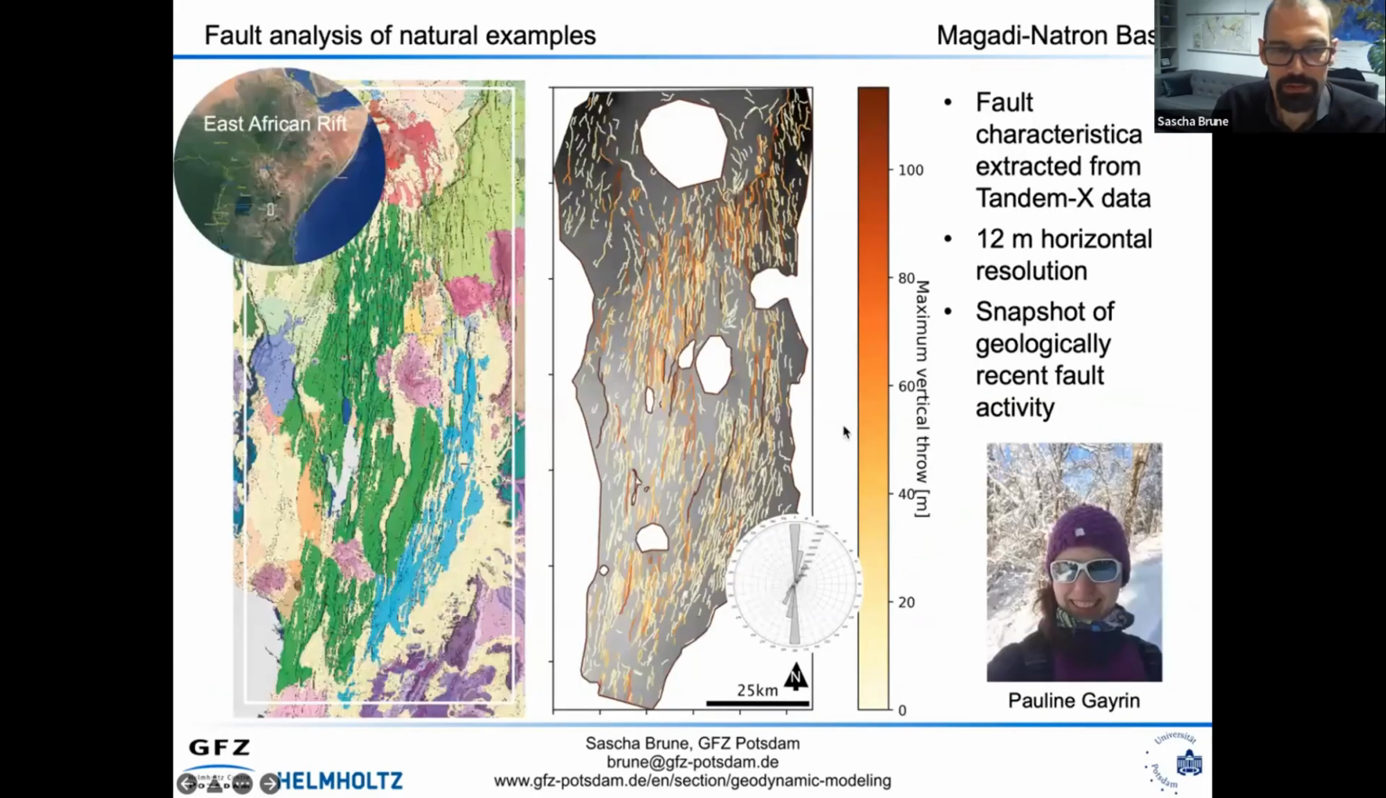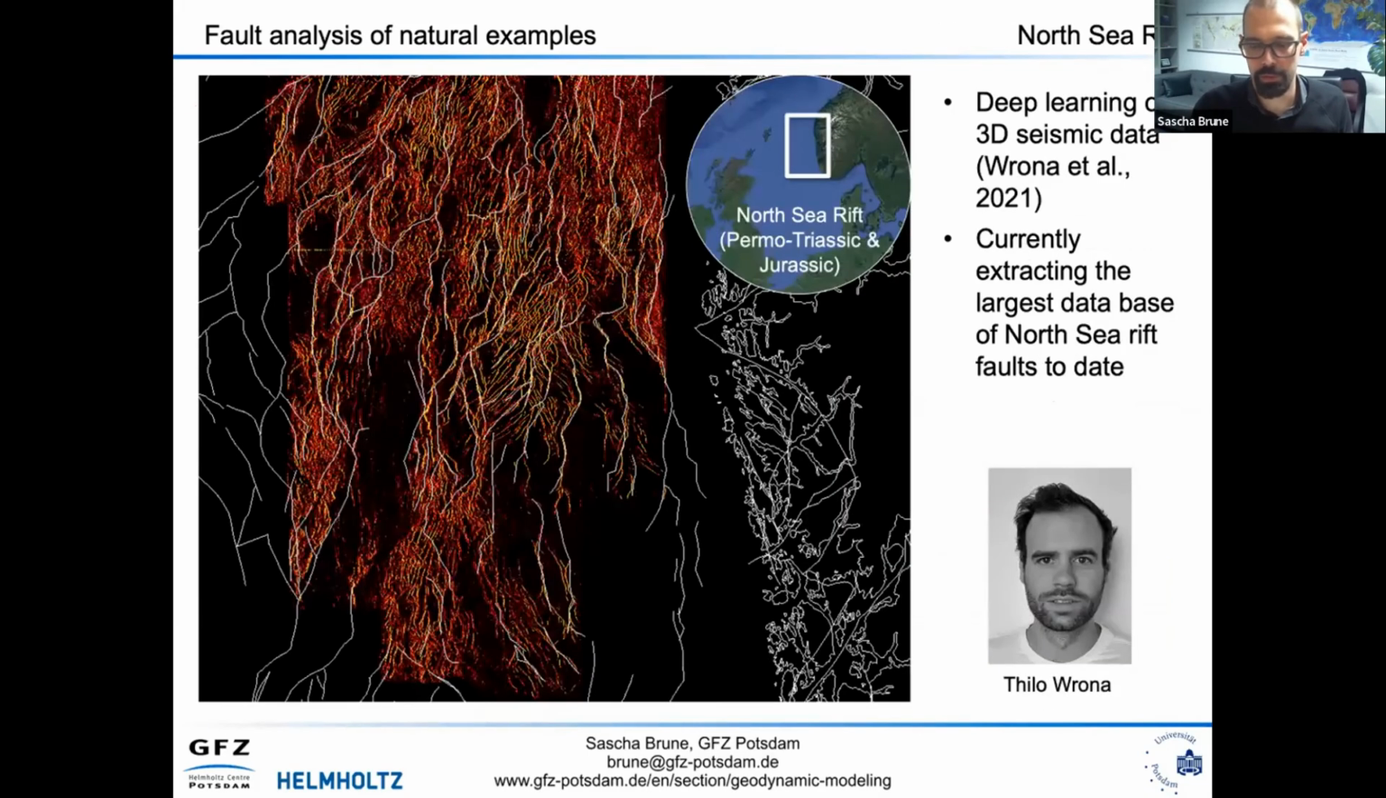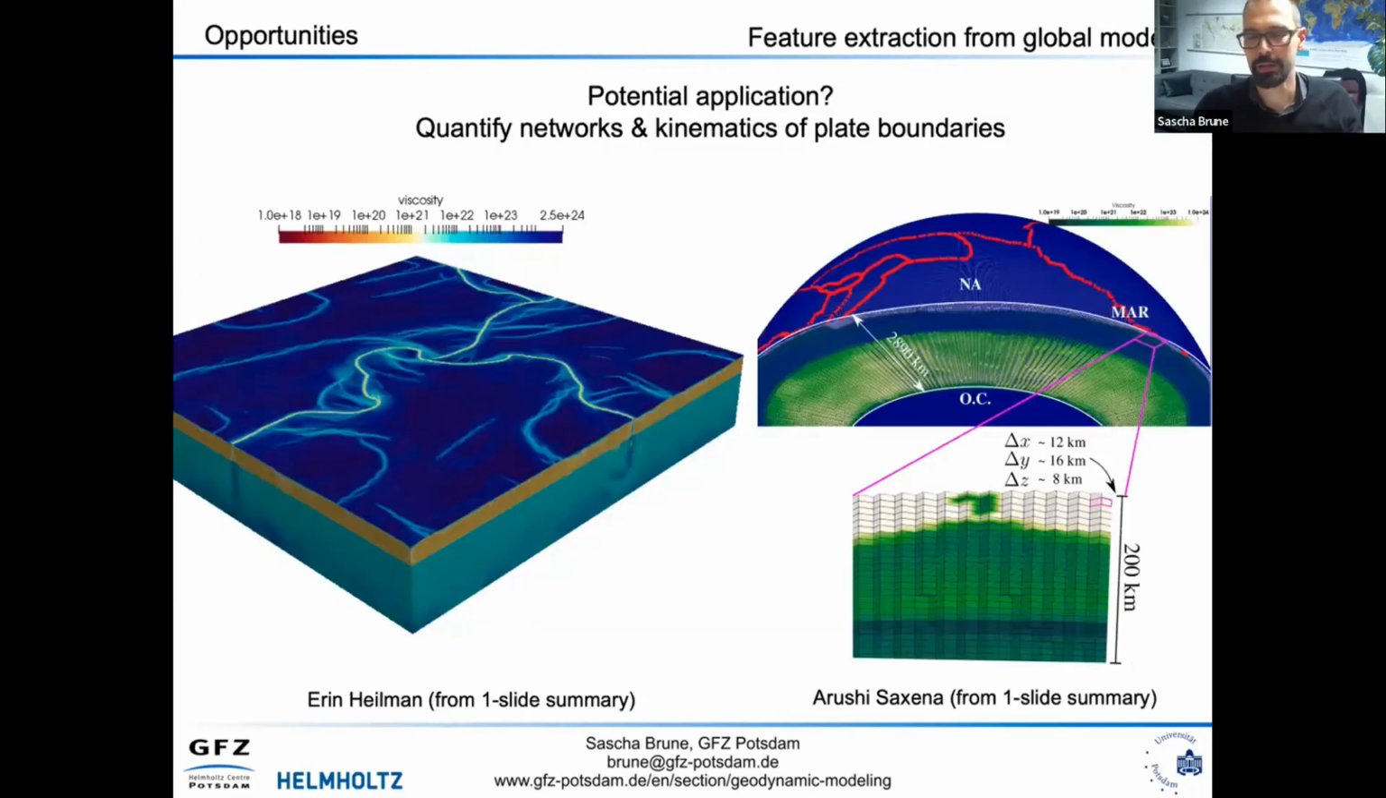This toolbox is very versatile, and this is what I want to underline here. We also use it to extract faults from topographic data, and this is what Pauline was doing. Or Thilo has been extracting faults from active seismic data. And so I think if some of you are interested, one can adopt these techniques and apply them to other things, not just faults.